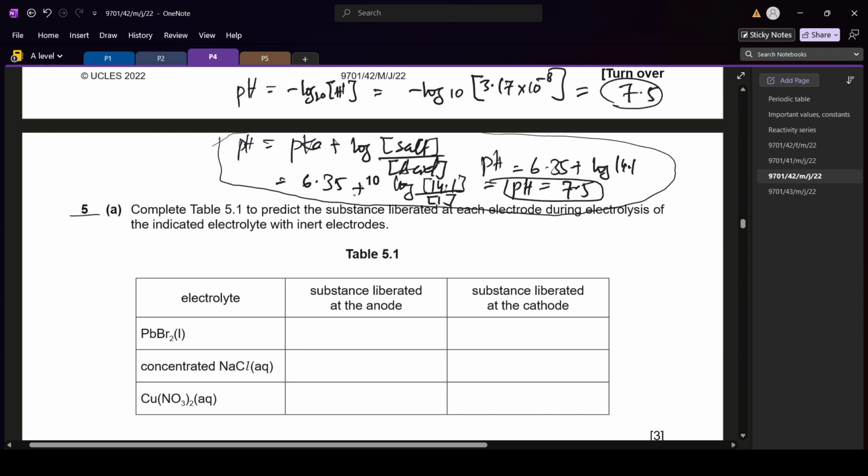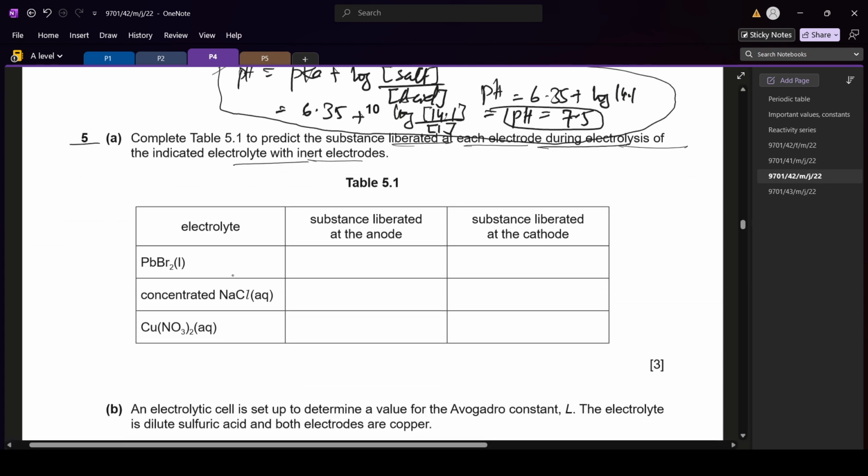Question number 5. Complete table 5.1 to predict the substance liberated at each electrode during the electrolysis of the indicated electrolyte with inert electrodes. Inert electrodes are used. So the electrolyte is molten, because it is in liquid form, so molten lead bromide. So what will be liberated? This is molten, so no other ions are present.